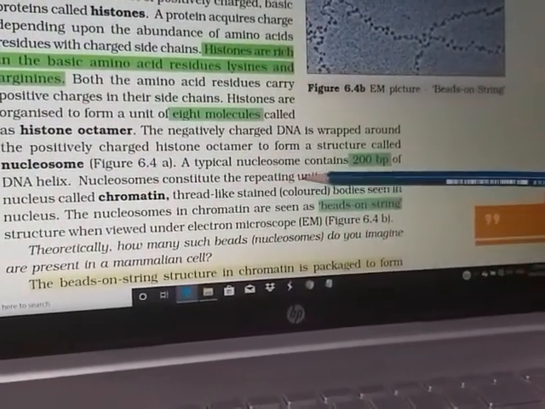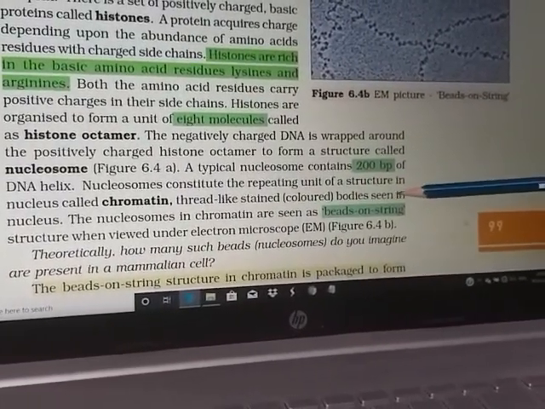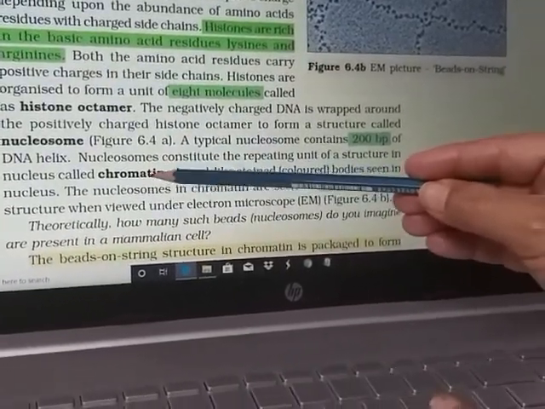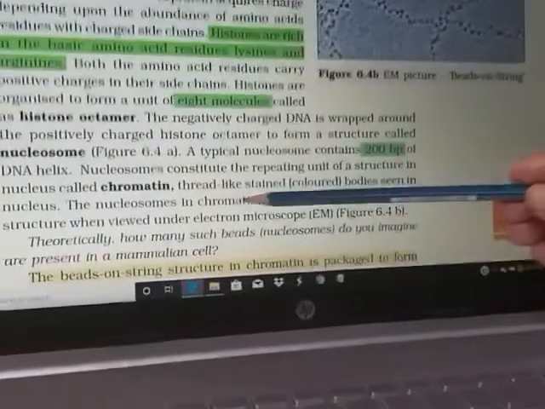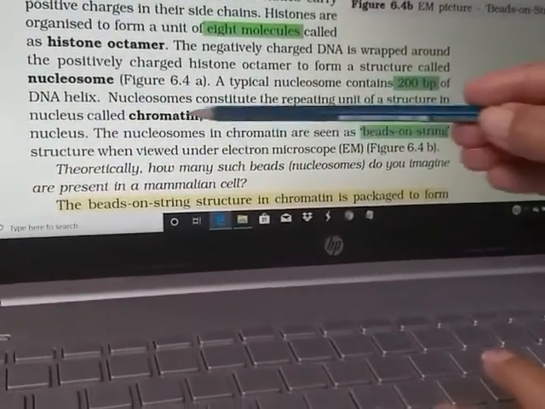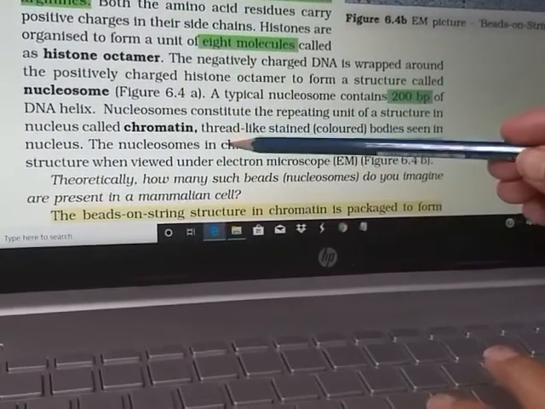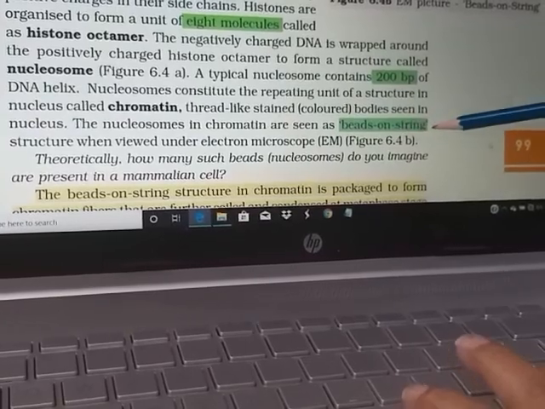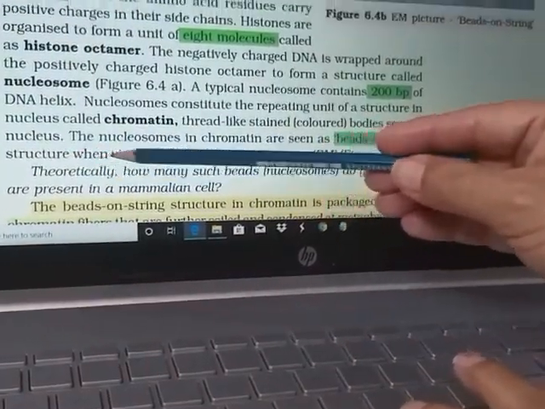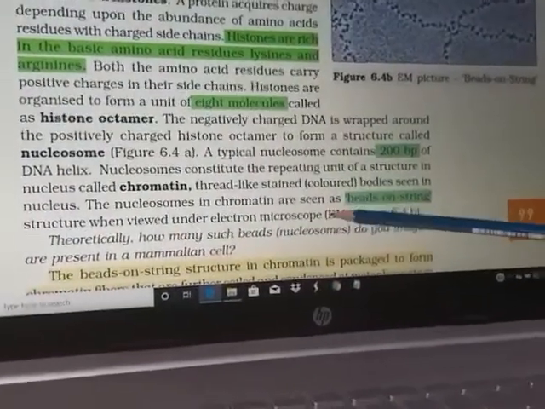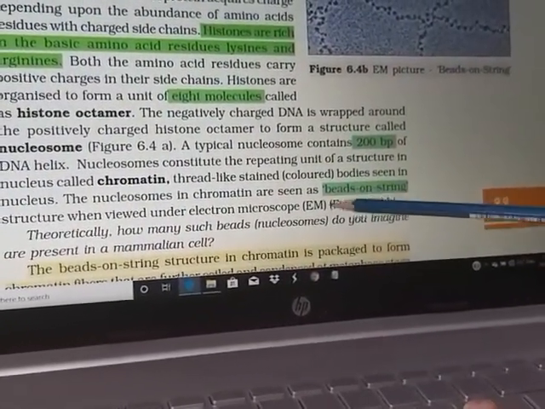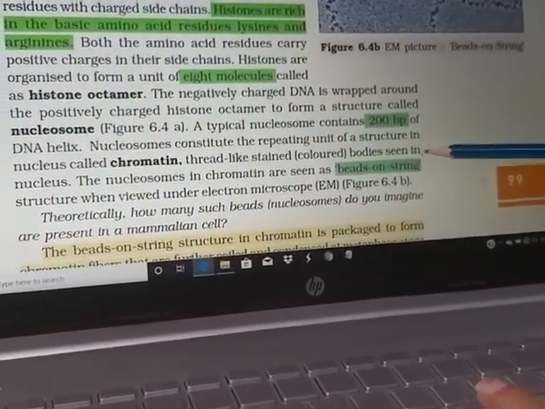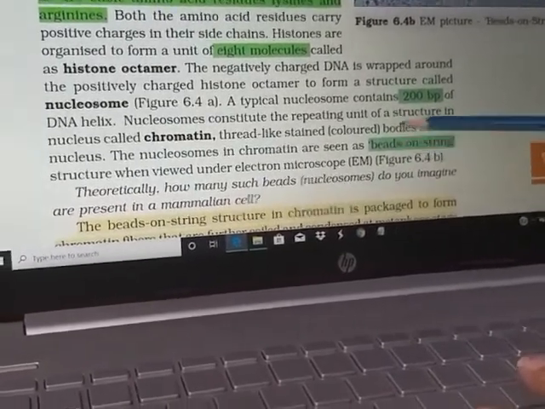Nucleosomes constitute the repeating unit of a structure in the nucleus called chromatin. So chromatin is made up of a series of nucleosomes, thread-like stained colored bodies seen in the nucleus. They are deeply stained, they take color. Nucleosomes in chromatin are seen as beads on a string when viewed under the electron microscope. The beads are actually the nucleosomes.